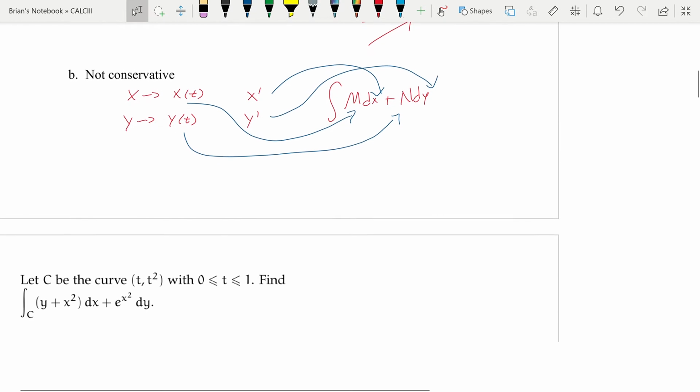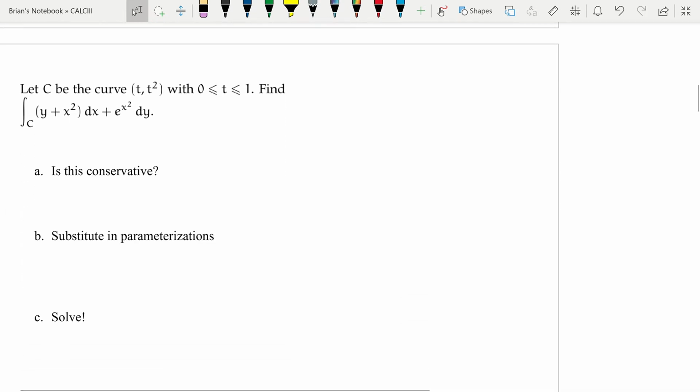All right, so let's look at this. We have this curve here, x equals t, y equals t squared, with 0 is less than or equal to t, which is less than or equal to 1. Find the line integral of y plus x squared dx plus e to the x squared dy. Okay, so let's think about this.